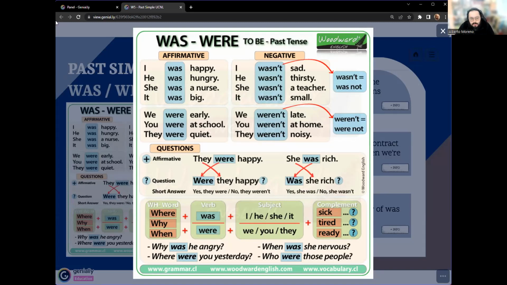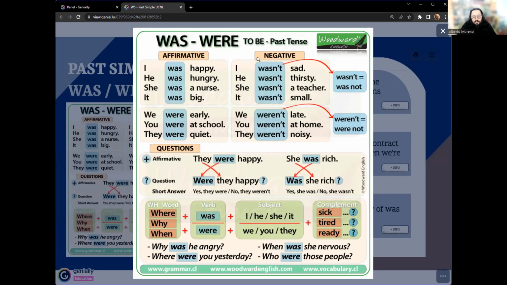El verb to be en pasado tiene dos conjugaciones. Una es was y otra es were. Vamos a utilizar was con el pronombre I, con el pronombre he, she, it. Con estos pronombres se utiliza was. Y con los pronombres we, you, they, vamos a utilizar were. ¿Ok? Ahora, la oración afirmativa se compone de sujeto, verb to be, más complemento.